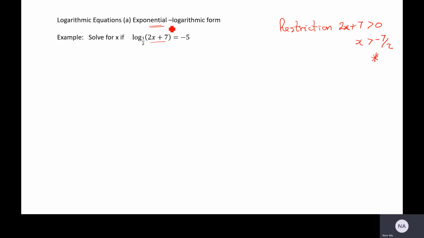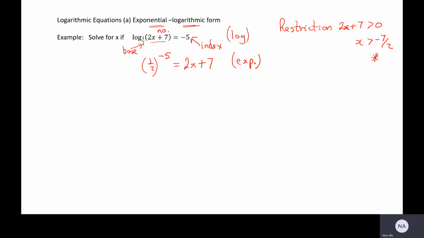So the first one is exponential and logarithmic form. In other words, the definition. And we already discussed the definition. That's the base. That's your base. That's the index. And that is your number. So this is logarithmic form. Now I'm going to convert to exponential form. The base is a half. The index is -5. And that will be equal to the number 2x plus 7.